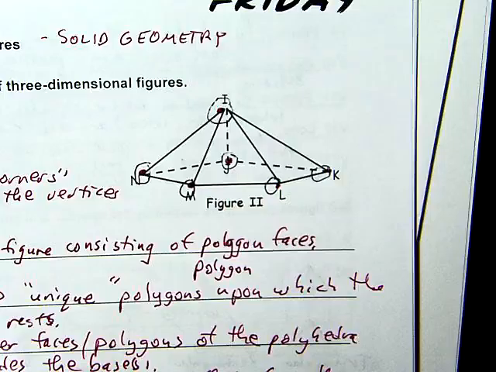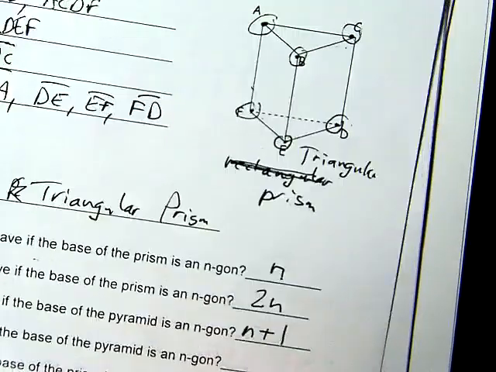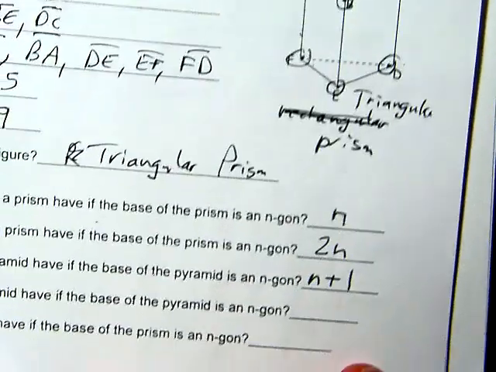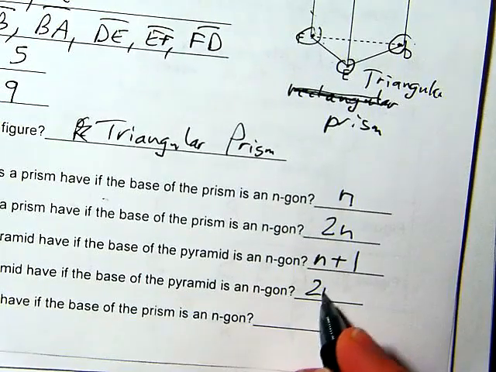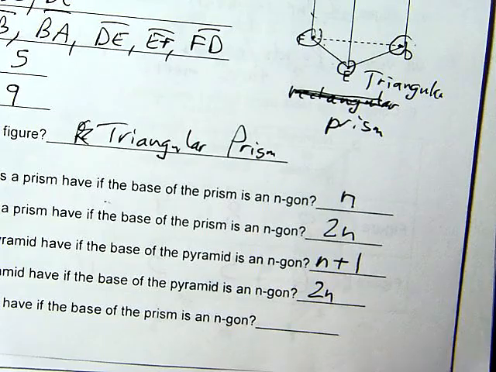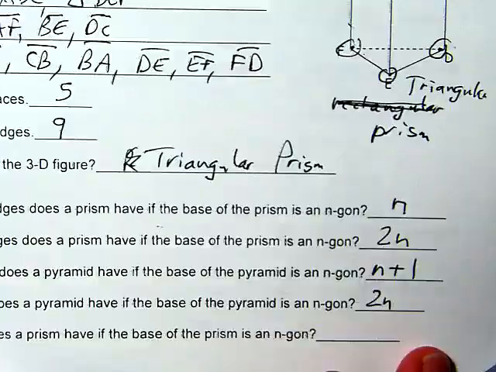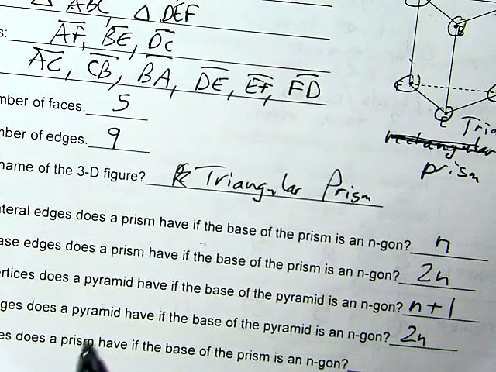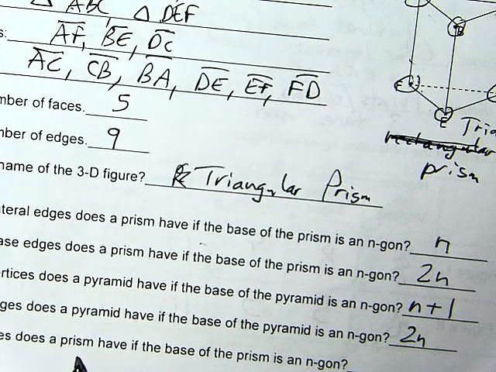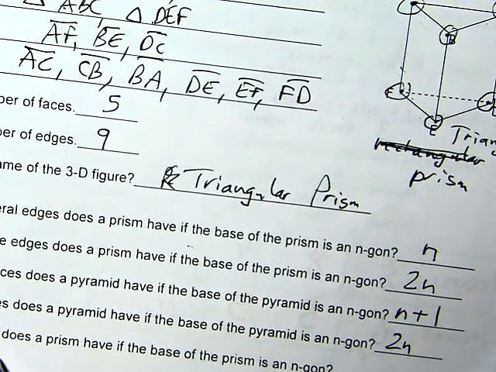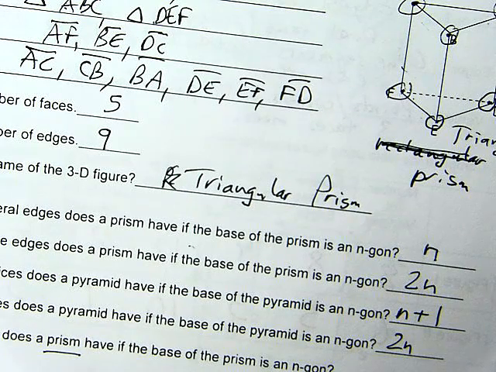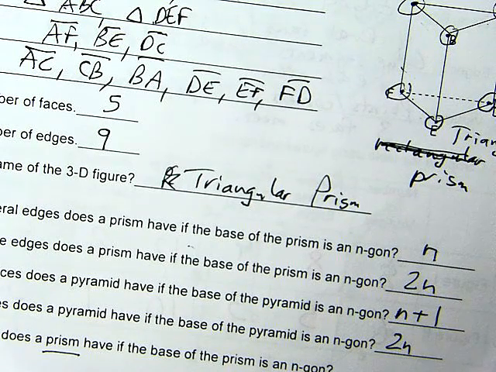So let's go ahead, let's put that back over here. So how many edges does a pyramid have? If the base of the pyramid is an n-gon, the answer is 2n. And finally, how many faces does a prism have? We're back to prism, by the way. So we did pyramid for a while, now we're back to prism. How many faces does a prism have if the base of the prism is an n-gon?